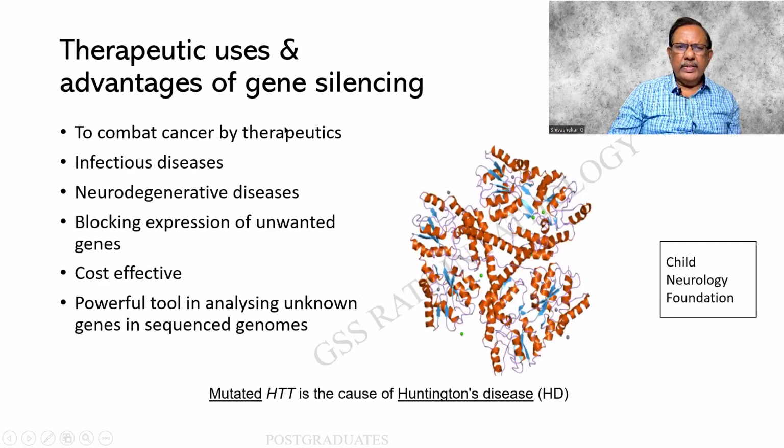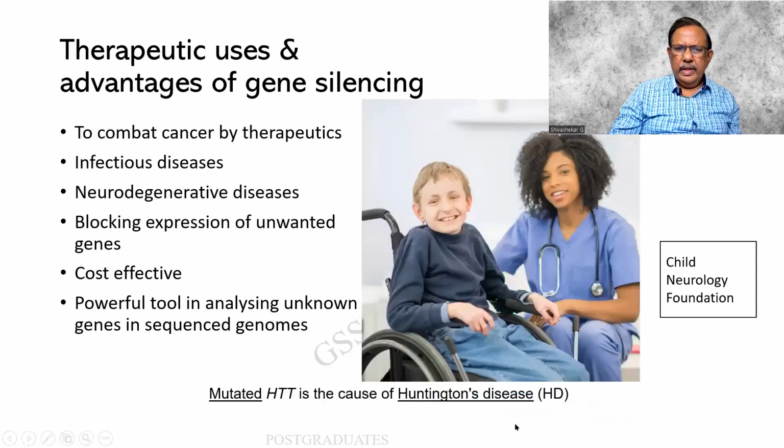The therapeutic advantages are for combating cancer, infectious diseases, and neurodegenerative diseases, as in this particular case, Huntington disease. I find that there is something abnormal with the DNA over here, blocking the expression of unwanted genes, and it is cost effective. It is a powerful tool for analyzing unknown genes in sequenced genomes. After all, the genes have not all been analyzed, and you are not expressing all the genetic properties within you. And this is a case of Huntington's disease, a neurological disease, and thanks to Child Neurology Foundation.